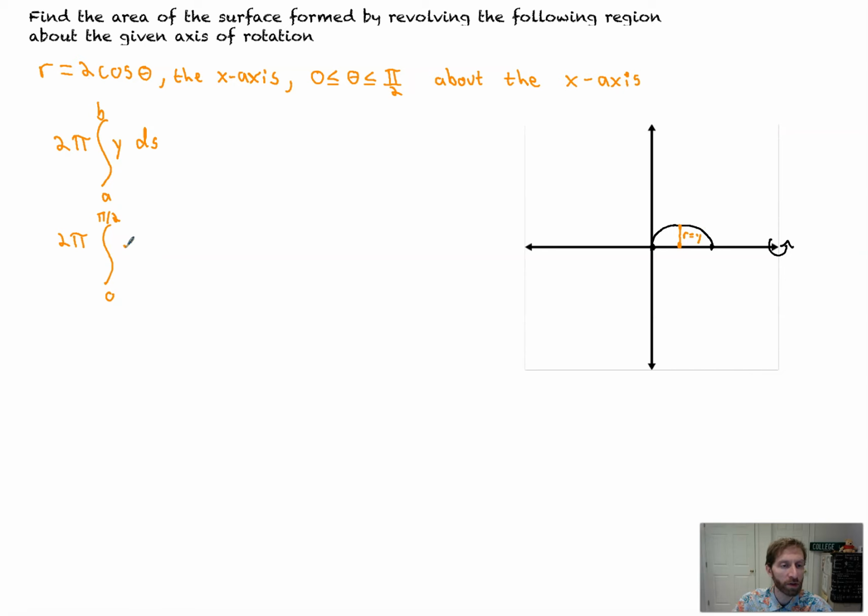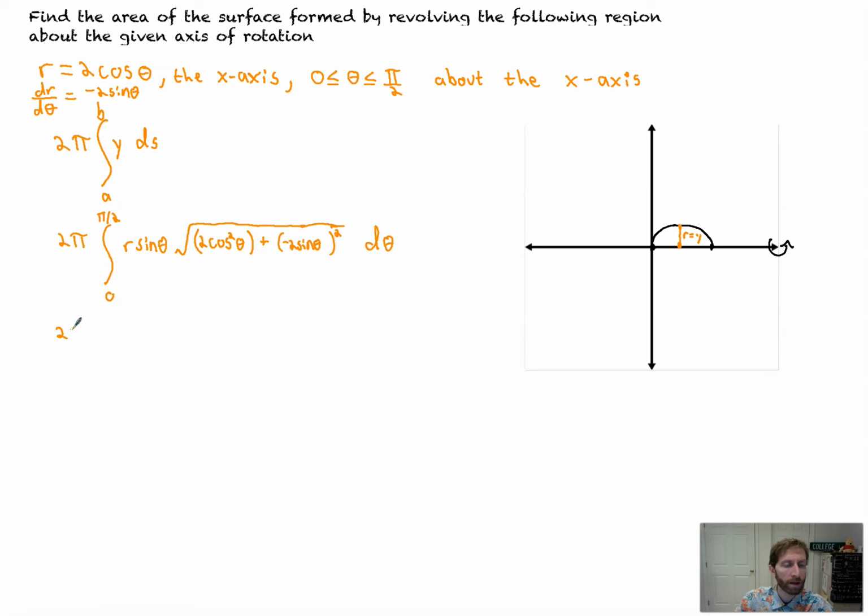And so y is equal to r sine of theta times the arc length, which we now know is the square root of r squared plus dr d theta squared. So 2 cosine theta squared, sorry, just 2 cosine theta. Okay, so dr d theta, I'll just throw that down, is equal to minus 2 sine theta. And this one we actually might be able to do by hand if you really wanted to. And so let's do it. So this is going to be equal to minus 2 sine theta squared d theta. Now how can we do this one by hand?